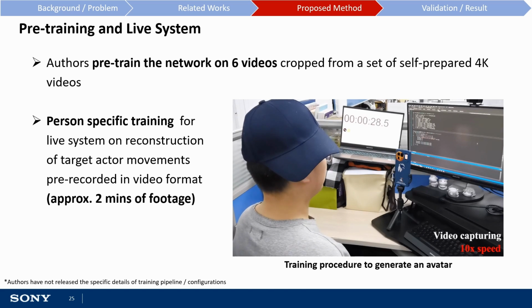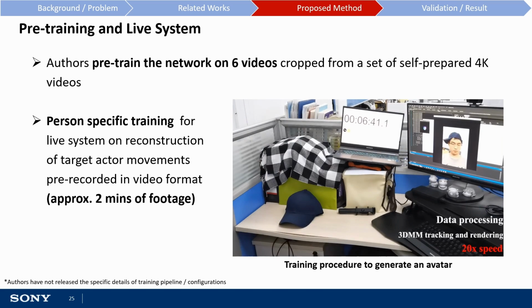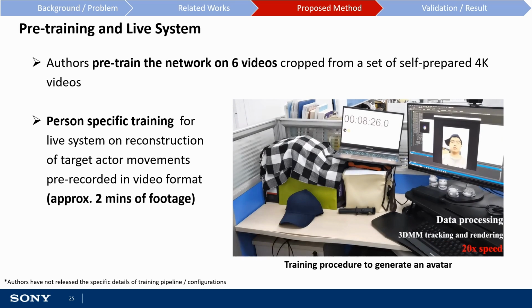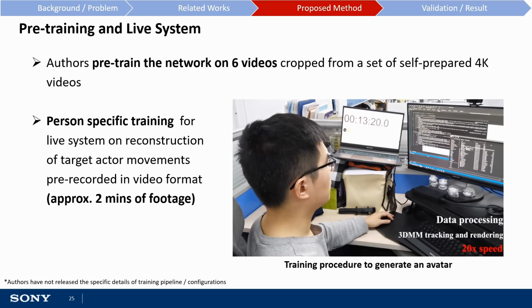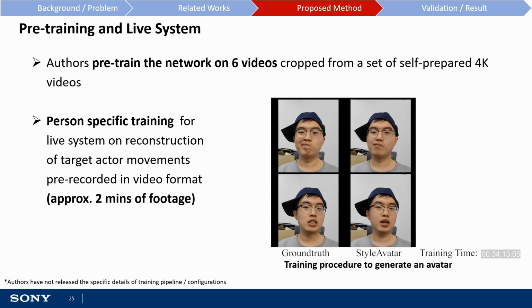So you can see first the subject records a 2-minute long video performing various expressions. Once the video is prepared, the data preprocessing stage starts, where the 3DMM tracking algorithm extracts the 3DMM parameters and the two types of texture and UV rendering are generated. So here the training process has started. You can see the StyleAvatar is trying to reconstruct the ground truth with the minimum loss.